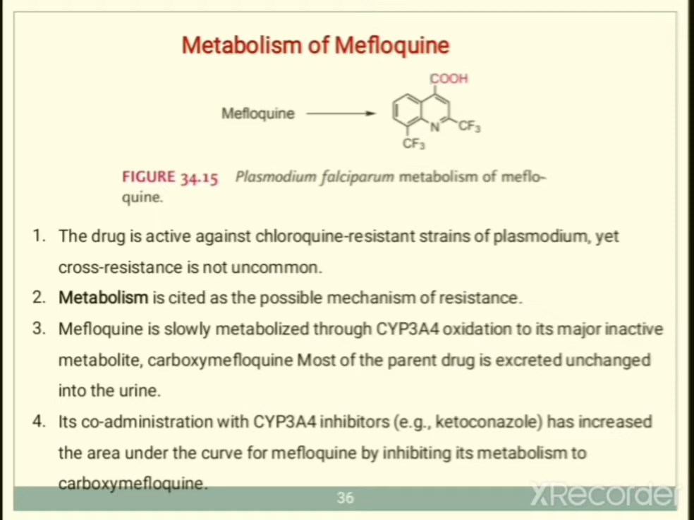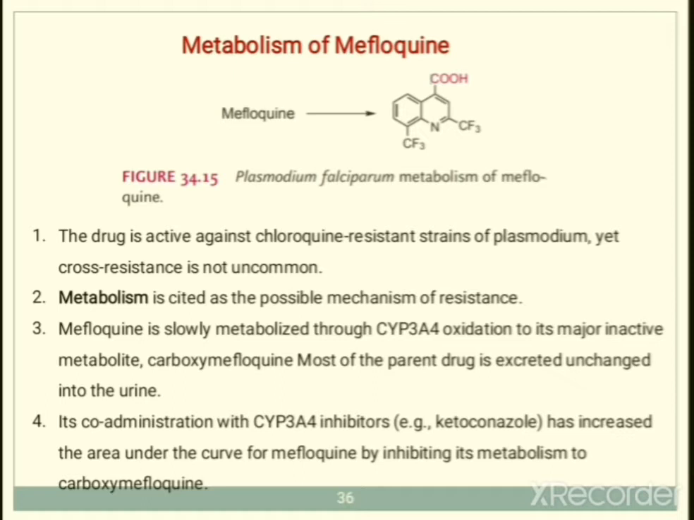So now next is the metabolism of these basic quinoline methanol derivatives, or the miscellaneous class. In that, first the metabolism of mefloquine is given over here. It is a drug which is active against chloroquine-resistant strains of the Plasmodium, yet cross resistance is uncommon. Mefloquine is active against chloroquine-resistant strains, meaning such strains show resistance towards the antimalarial drug chloroquine. In that case mefloquine is given for the treatment of malaria. But cross resistance is uncommon in the case of mefloquine.